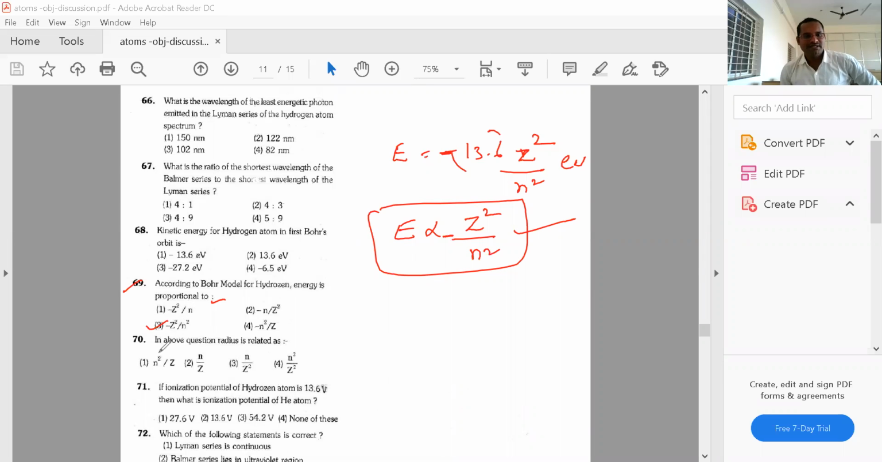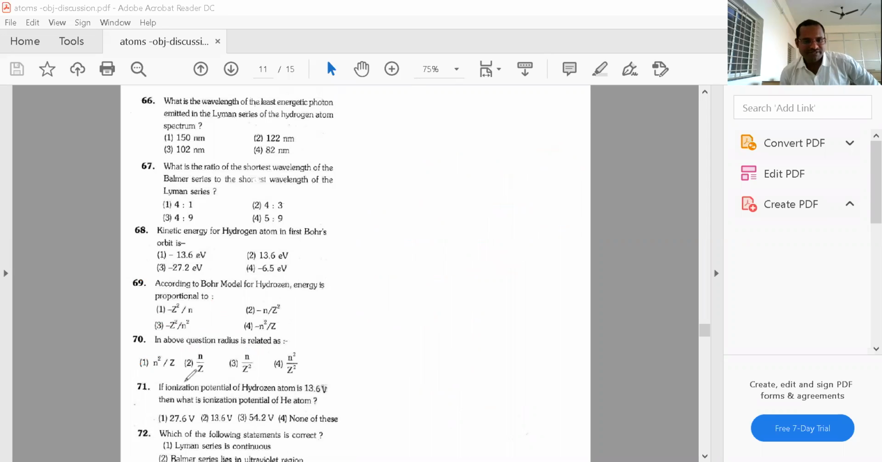Got it? In the above question, radius is related to what? The radius of Bohr's atomic model can be written as R naught, a constant value 0.529, into N square by Z. So radius is proportional to N square by Z. Option 1. Remember, these are very important points: how energy is related to atomic number and principal quantum number, and how radius is related to atomic number and principal quantum number. Next, question number 70.